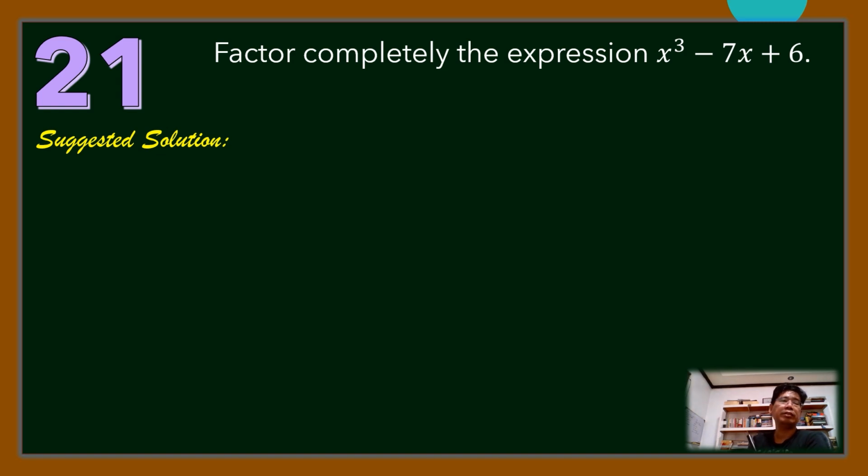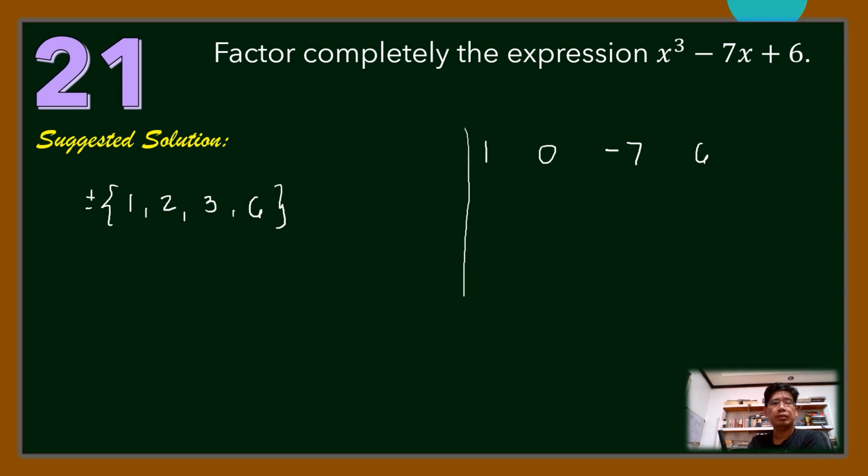the possible values for x as positive or negative 1, 2, 3, and 6. Let's use synthetic division. We have 1, 0, negative 7, and then 6.